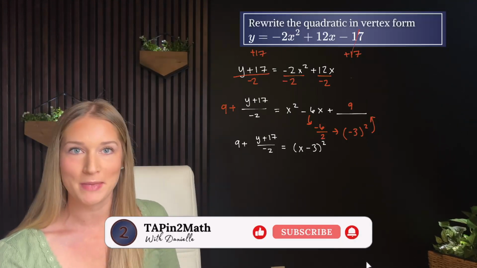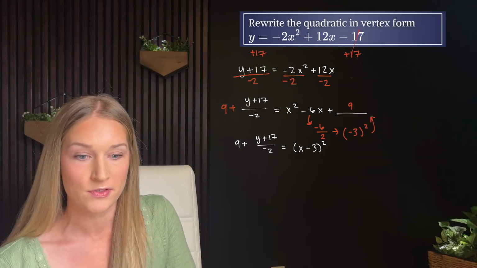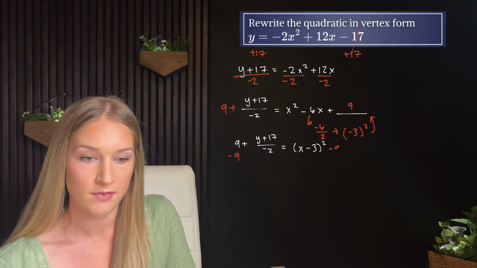Now the left is super messy. I need to get y alone. So I'll go ahead and work on solving for y by first subtracting my 9, and then I'll get rid of everything else.